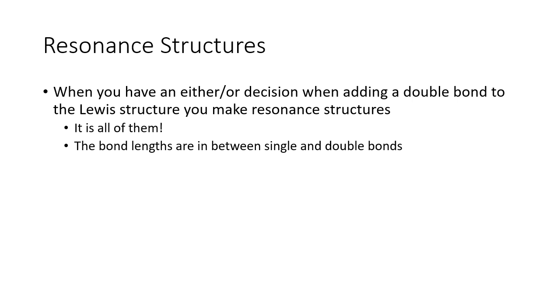Now, single bonds are the longest, and triple bonds are the shortest when we're talking about bond length, going from one nucleus to the other. The shorter the bond, the stronger the bond. So a triple bond is stronger than a single bond, which makes sense.